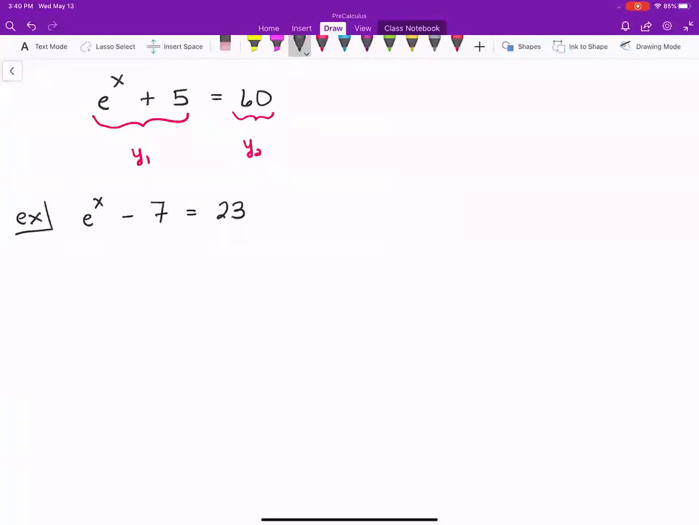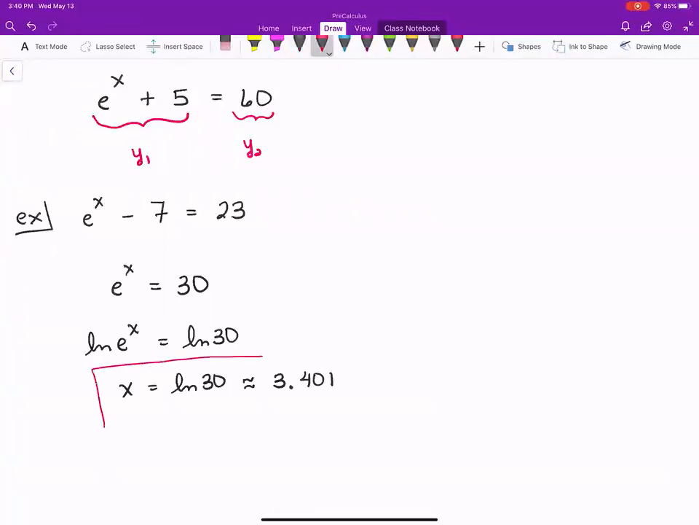All right, did you get it? I hope so. So first thing you should have done was move the 7 over. So e to the x equals 30. Take the natural log of both sides. That'll give you the natural log of e to the x equals the natural log of 30, which means that x equals the natural log of 30, which is what you should have gotten as your answer choice. If you put that into your calculator, that was approximately 3.401. Or if you graph it on your calculator, the intersection point between the two, same value.